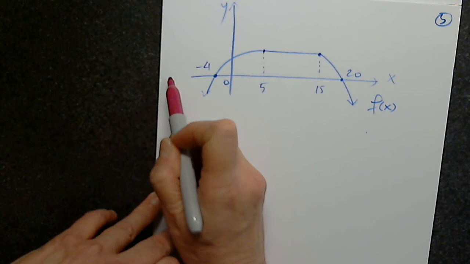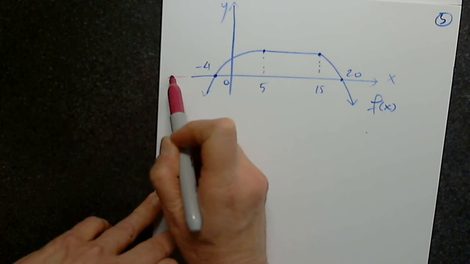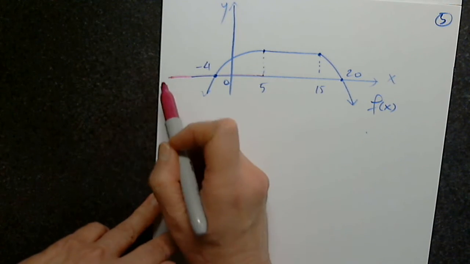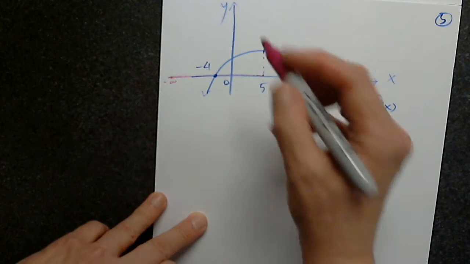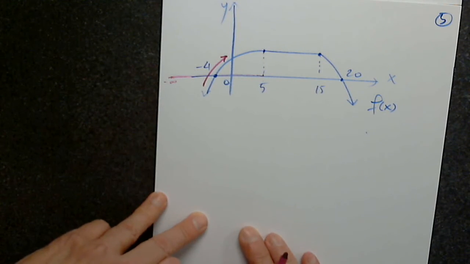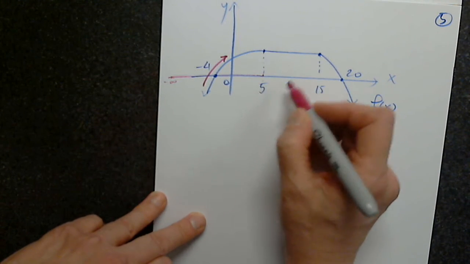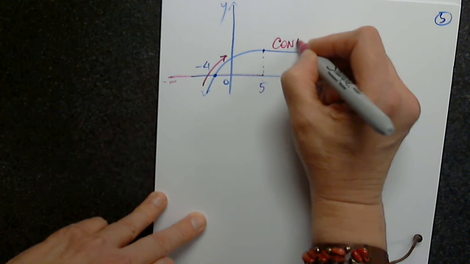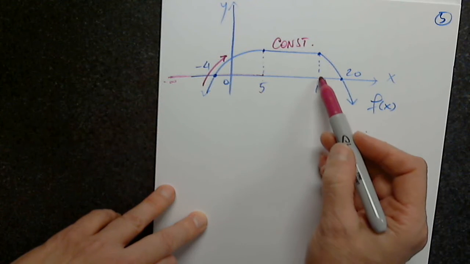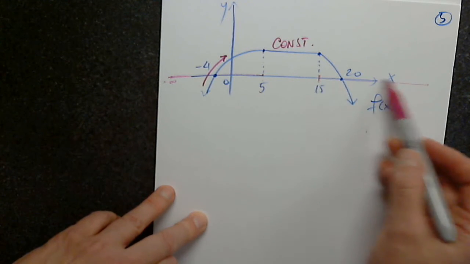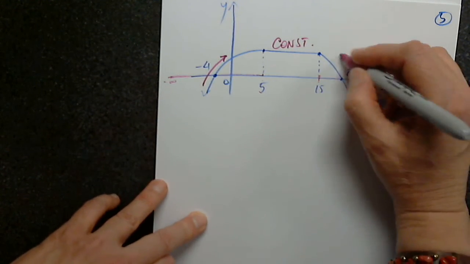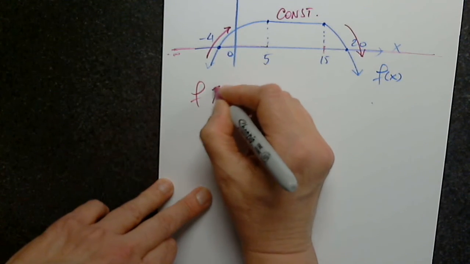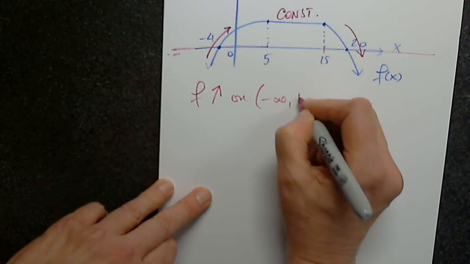And what do you think the function does for any x value between -infinity and 5? Between -infinity and 5, the function does what? Increases. What does the function do between 5 and 15? Constant. Good. What does the function do between x equals 15 and forever to infinity? Decreases. Perfect. So then we write f increases on -infinity to 5.